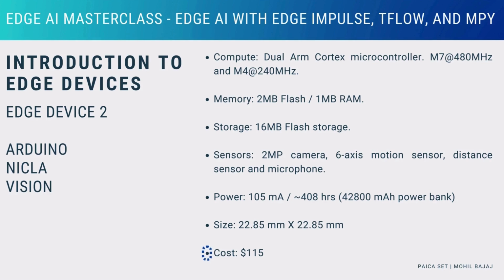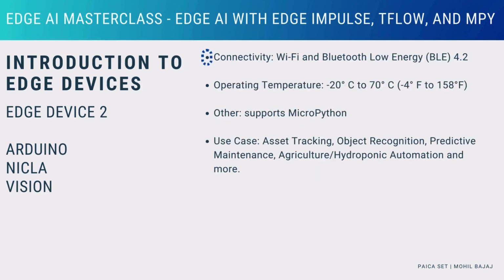Coming back, the device is priced at $115 at the time of making of this video. For connectivity, it supports both Wi-Fi and Bluetooth Low Energy, allowing it to easily communicate with other devices or the internet to send or receive data. Like the Arduino Nano, it too can work in most places on this planet and supports MicroPython.